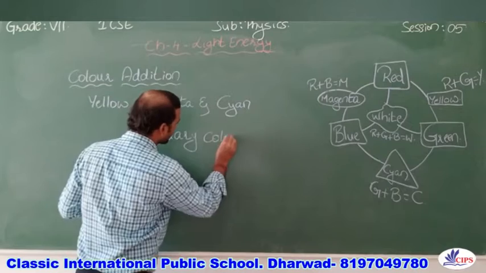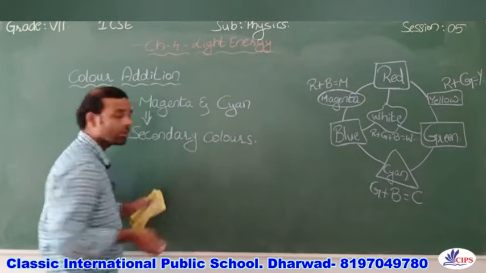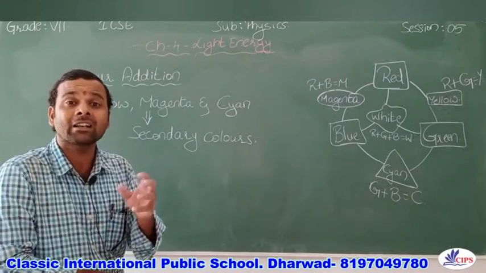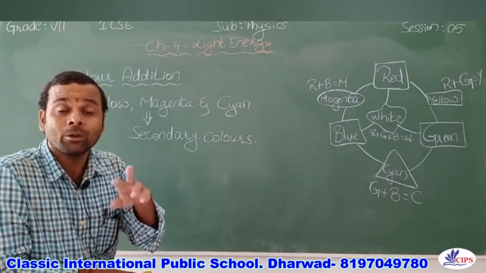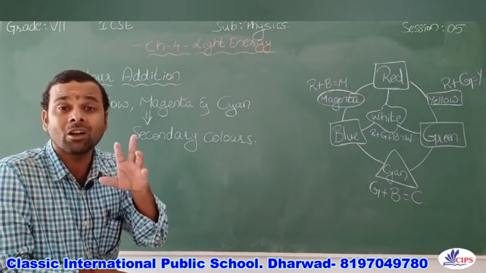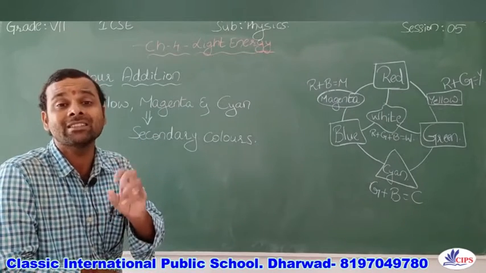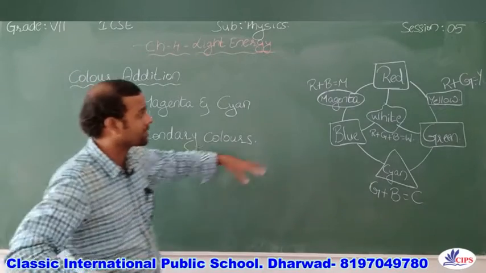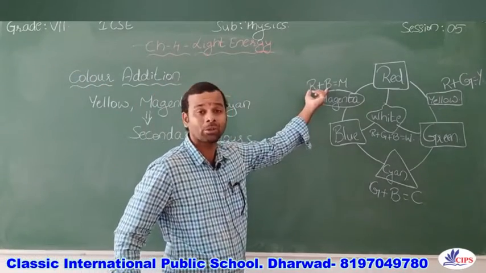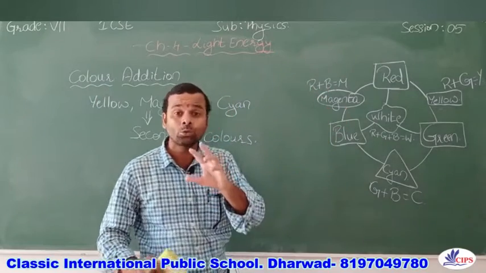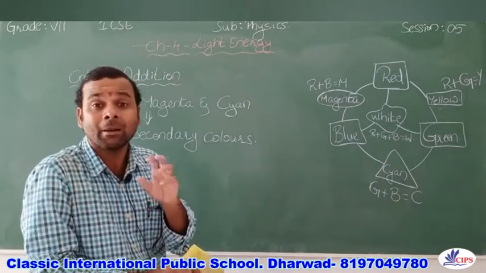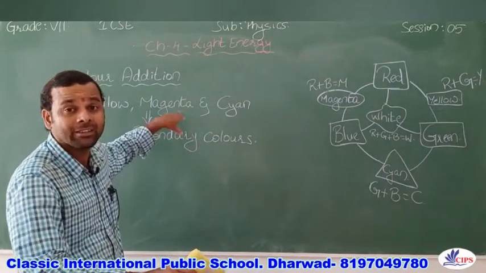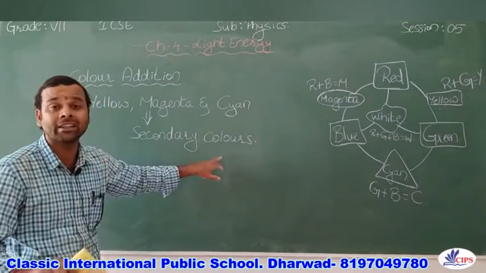Secondary colors. Why are we calling them secondary colors? Because these colors are obtained when two primary colors of equal intensities are combined together. As you can see, red and blue combined together give magenta. So two primary colors combined together produce these colors, and therefore these colors are known to be secondary colors.